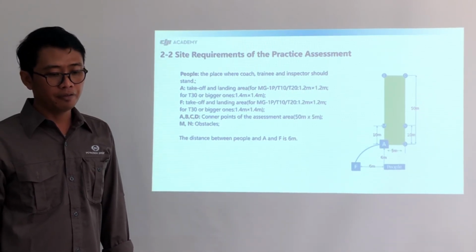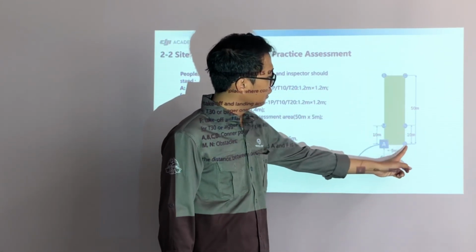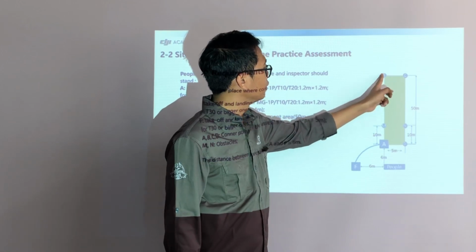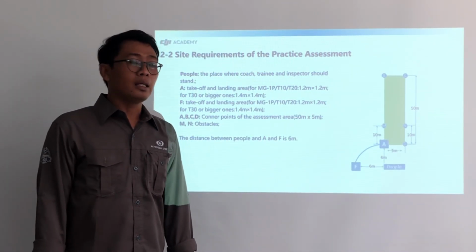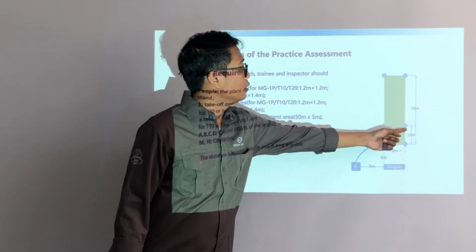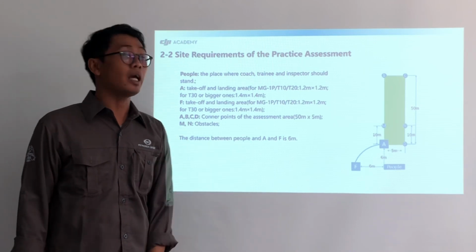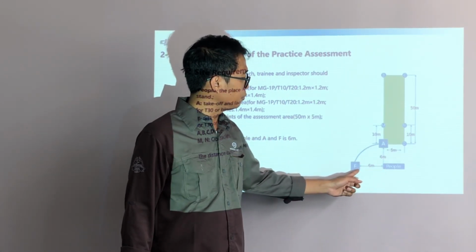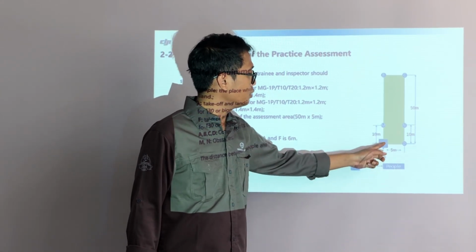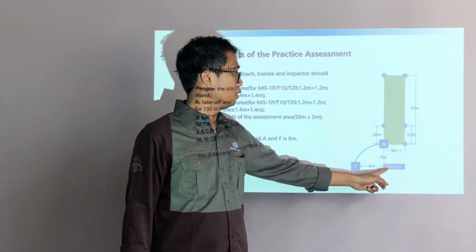It means 50 meters multiplied by 5 meters: this side is 50 meters, and this is 5 meters. M and N are the obstacles, the obstacle points. The distance between the people at A and F is 6 meters. This is the radius of the landing and takeoff area and the pilot.